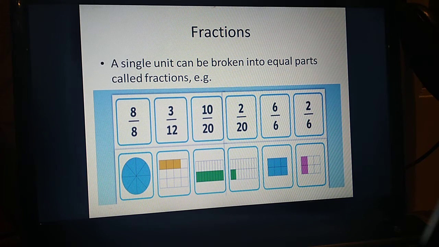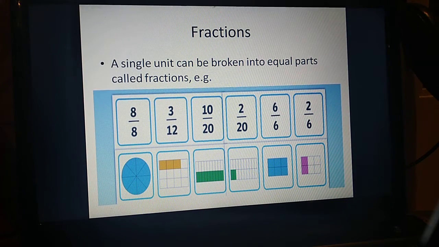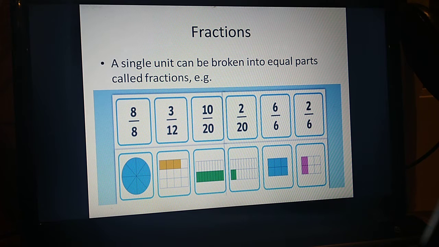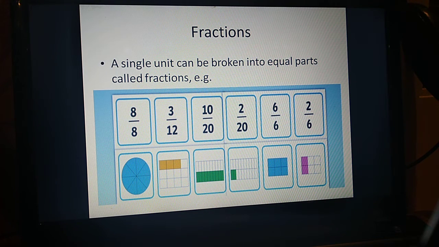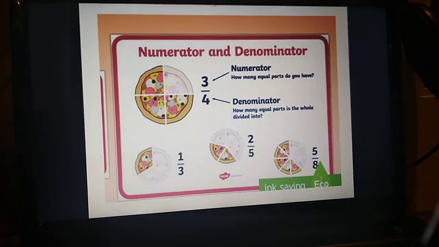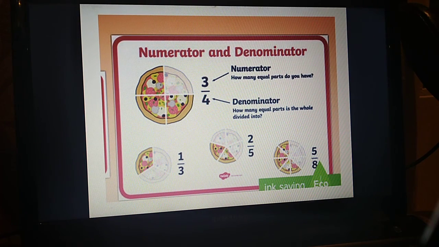Good job. Now you know what a fraction is and how we represent it. You notice that the fraction is made up of 2 numbers, one on top and one on the bottom. Now, what do we call those parts? The fraction is divided into 2 parts. The upper one is called a numerator, which is the number on top. And the number on the bottom is called a denominator.